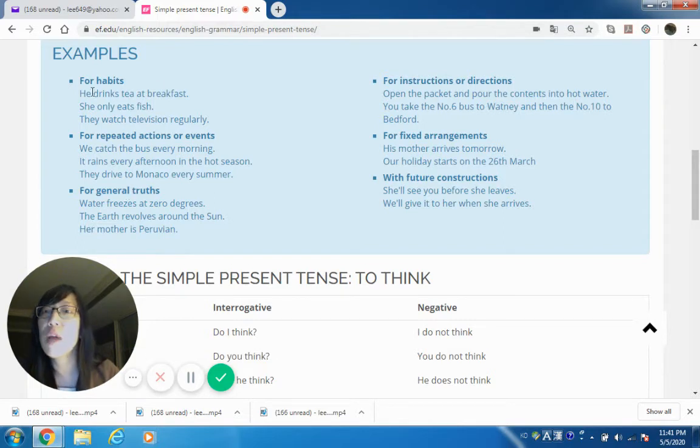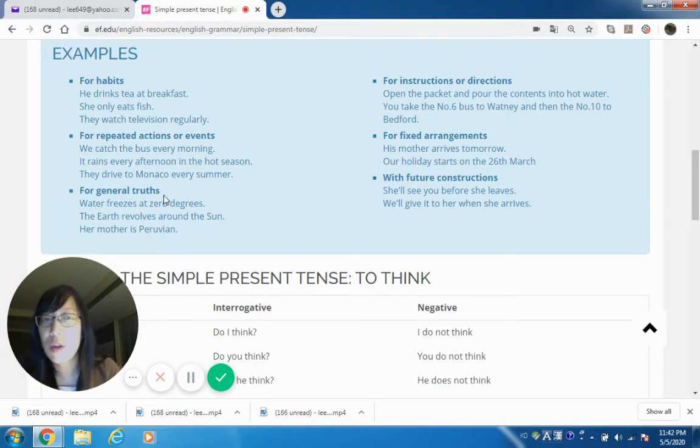So examples for habits. He drinks tea at breakfast. She only eats fish. They watch television regularly. So these are for habits, for repeated actions or events. We catch the bus every morning. It rains every afternoon in the hot season. They drive to Monaco every summer.